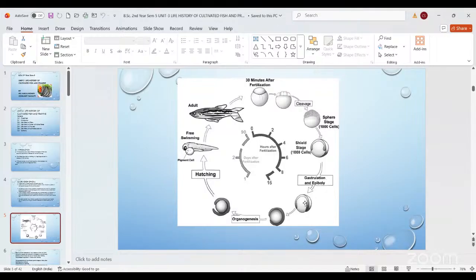This is the gastrula, and it is called epiboly. Then epiboly changes into the next process, which is called organogenesis. The organs start forming, and then it is called the hatching stage. Now after hatching, the free swimming larva looks like this. And then the larva grows and changes into an adult fish.